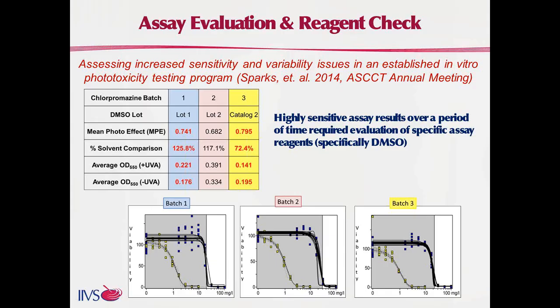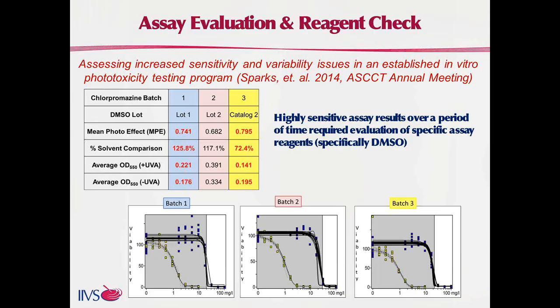Now, if you look down at the mean photo effect, the percent solvent control comparisons, and the optical density values, lot 1, as well as catalog 2 DMSO, performed quite poorly. And those results would not have met our acceptance criteria. The only one that worked well was lot 2.